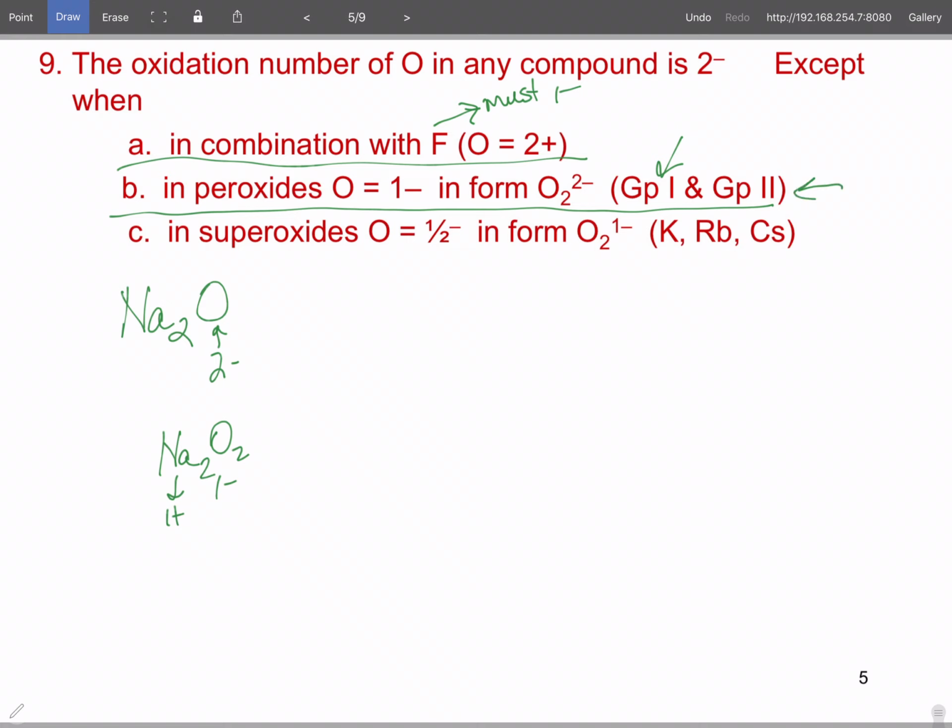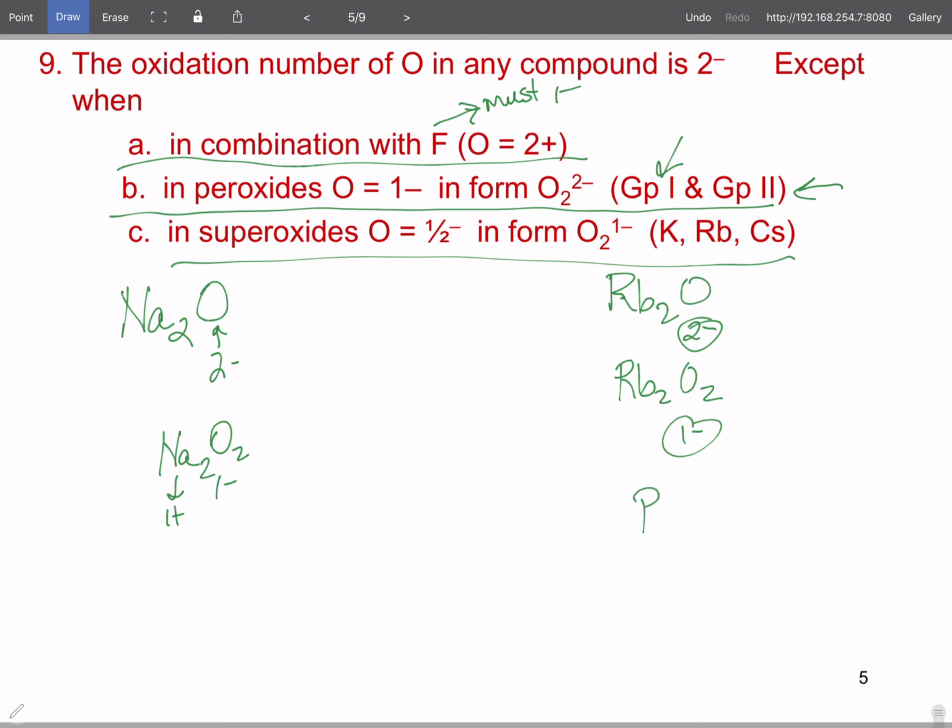Now there's an even weirder form that is superoxides, and this only occurs with these groups here. So if you have rubidium 2 oxide, that's oxygen is 2 minus. Rubidium 2 oxygen 2, oxygen is 1 minus here. If you have rubidium O2, then oxygen is minus 1/2 here.